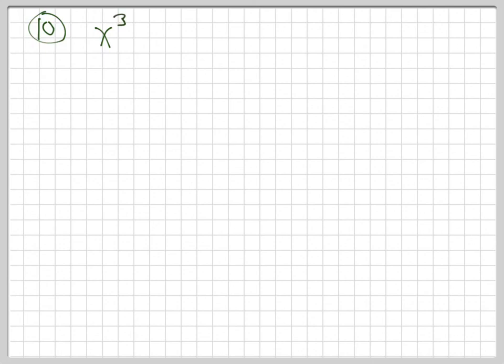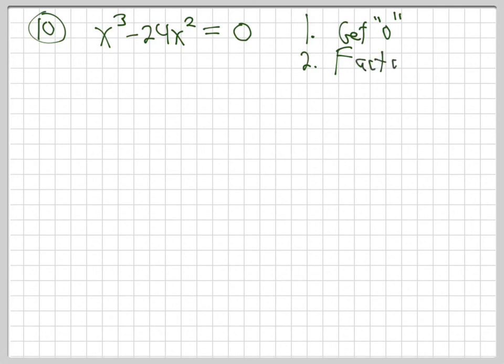X cubed minus 24x squared equals 0. Try the same thing. You know step 1, get a 0. Of course, we already have a 0. They already did step 1 for us. We've already got a 0. So, and then step 2, factor.